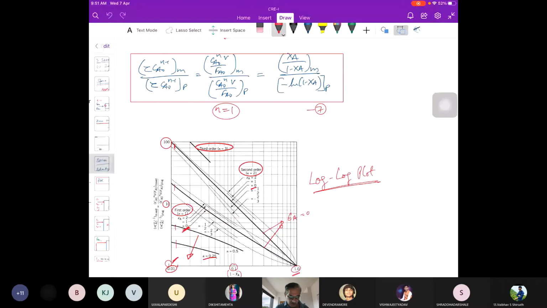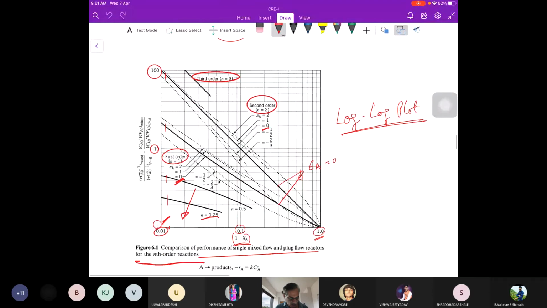You can see this plot again, the log plot. On the y-axis it is tau for mixed flow upon tau for plug flow, with C naught raised to the power n minus 1. And you see that for all cases it is always more than 1. Even for n equal to 0.25, it is more than 1. Only for zero order it is equal.